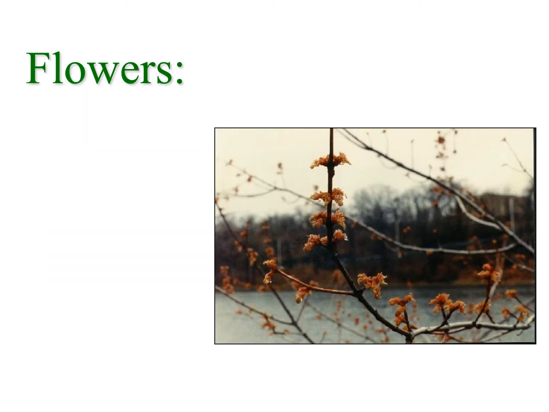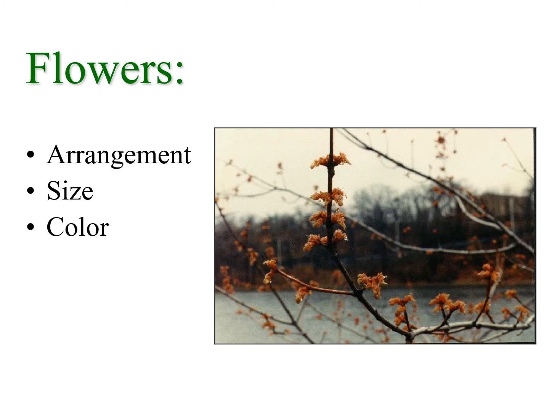Flowers are another feature we can use for tree identification. The different parts of the flower that we can use are the arrangement on the stem. In this photograph, the flowers are opposite. The size of the flower. Some can be quite large, others almost inconspicuous. The color of the flower, again in this photograph, has a slightly red hue. And the scent, sometimes that can be very distinct as well. The photograph is of the flowers of a red maple.